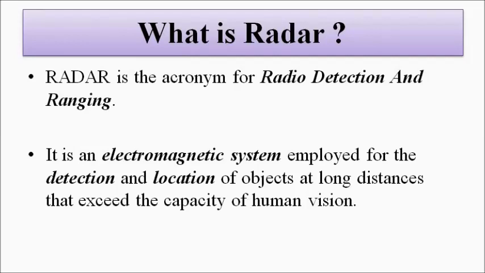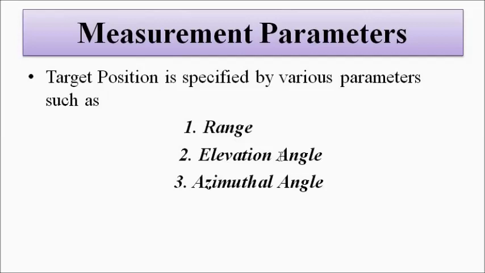So it's based on transmitting electromagnetic signals, and when these signals strike the target, the echo signal which gets reflected back towards the transmitter is captured by the receiving antenna and processed. On the basis of the echo signal, we determine various information related to the target, basically range, elevation angle, and azimuthal angle. I've already discussed all these things previously, so please watch those videos.